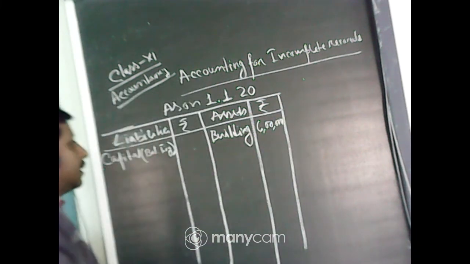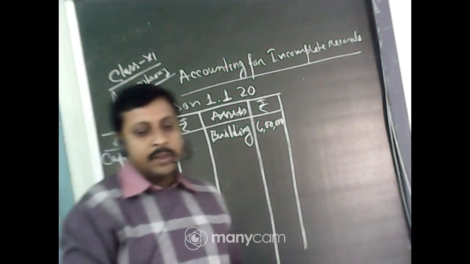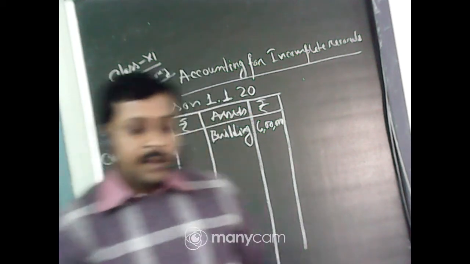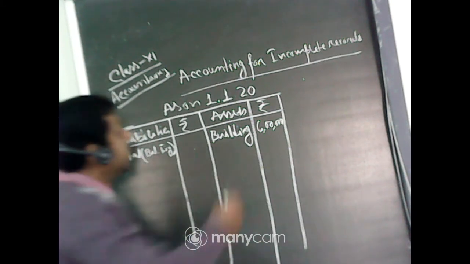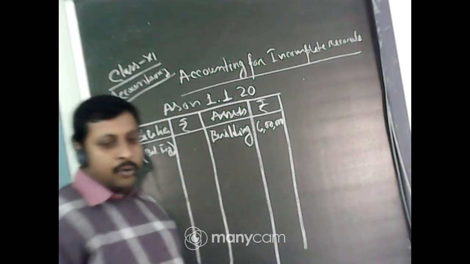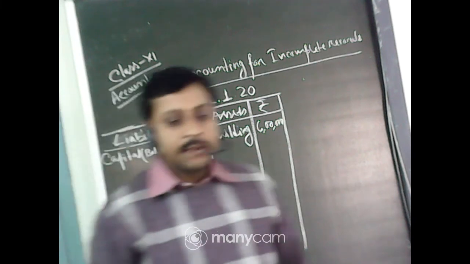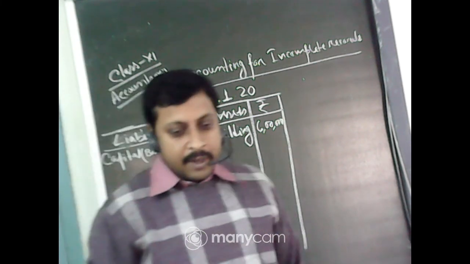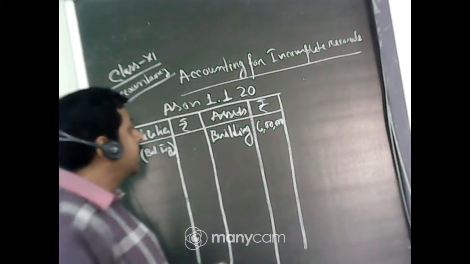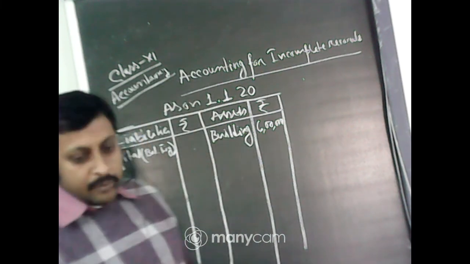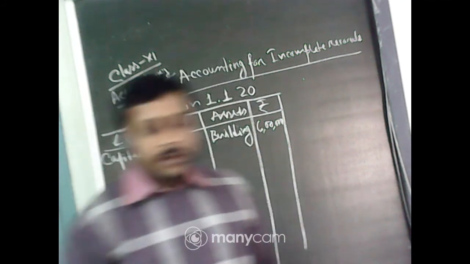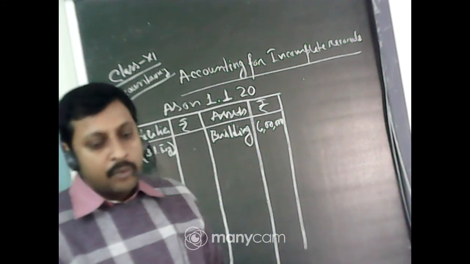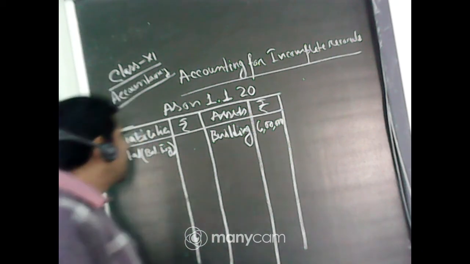Okay, so building value is 6 lakh rupees. Then the next question I asked him was whether this 6 lakhs is all your own money, or whether you have borrowed some from somebody else. At that time he answered me, no sir, the total money is not mine. Actually 4 lakh is my own, and 2 lakh I borrowed from one of my relatives. So there is a loan.